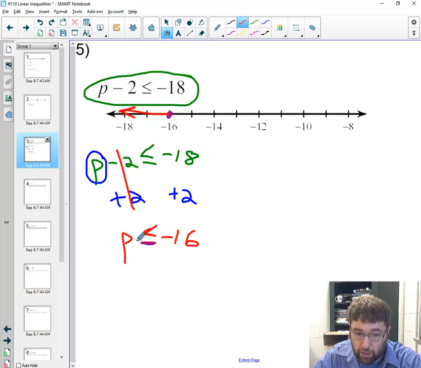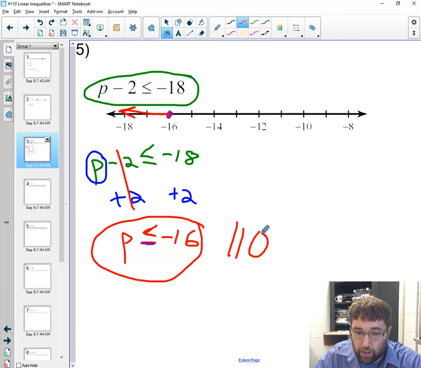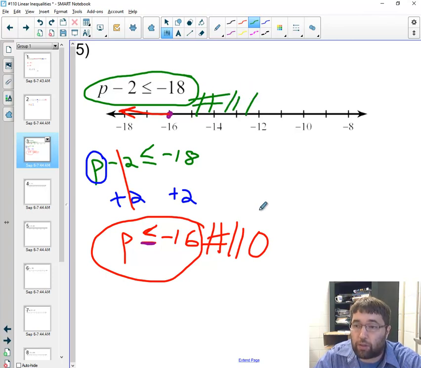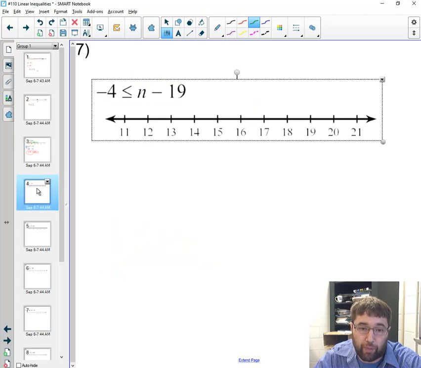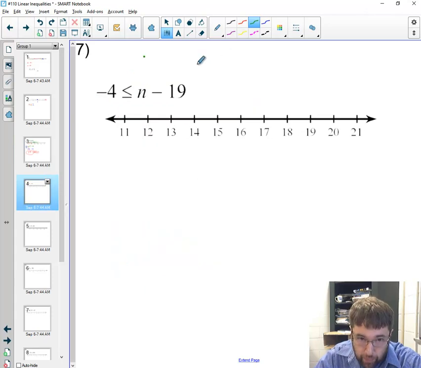And you have to do both. Solve it for this, which is assignment number 110. And then you have to graph it, which is assignment number 111. So 2 assignments in 1.